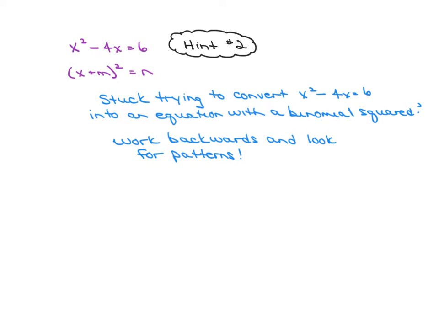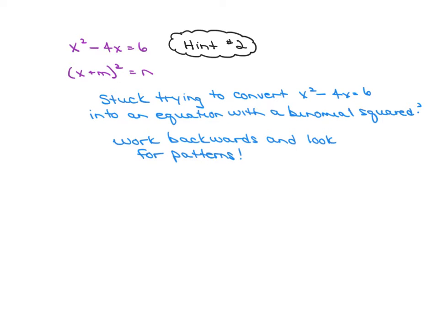Here's the second hint. If you feel stuck trying to convert x squared minus 4x equals 6 into some type of equivalent equation that's a binomial squared on one side and a number on the other, a thing mathematicians love to do is work backwards. We're going to work backwards and then see if we see any patterns that we can use to work forwards with. So now I'm going to start.